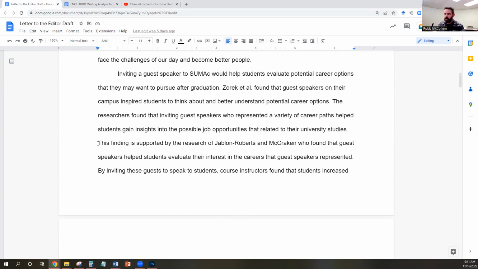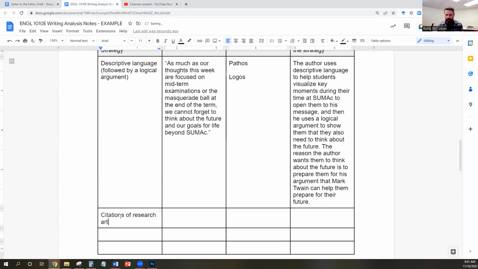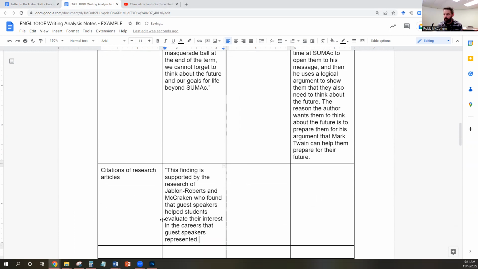Okay. So here is a sentence that I want to highlight. This is where Dominic in his paper makes frequent use of academic research articles, lots of citations. So I'm going to write here, citations of research articles. Okay. And I'm going to put in that example. And what kind of appeal is it? Well, I think it's doing a couple things. One, there is an appeal to ethos.